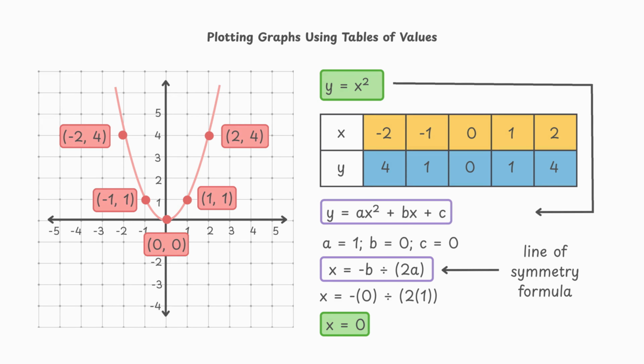Now take a moment to connect everything together. The table of values helped us find accurate points. The points helped us draw the graph. And the graph shows us important features like symmetry. This is why tables of values are so useful. They do not just help us plot points, they also help us understand the structure and behavior of the graph.